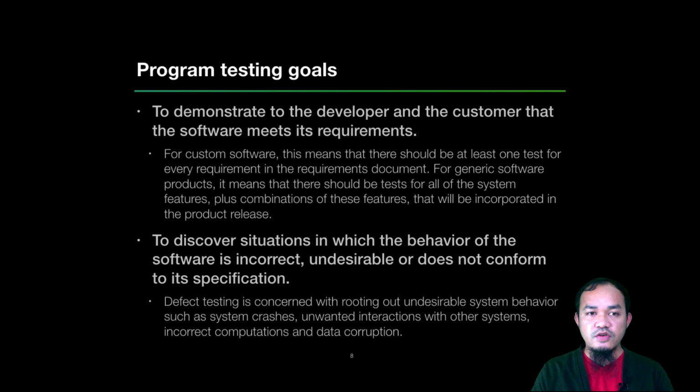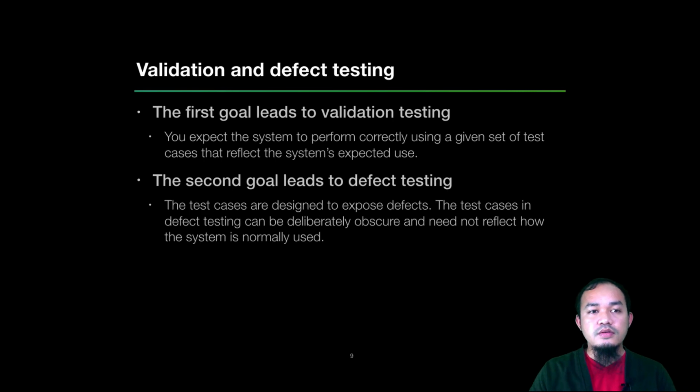There are two main goals of software testing. The first is to demonstrate to the developer and the customer that the software meets its requirements. The second goal is to discover situations in which the behavior of the software is incorrect, undesirable, and does not conform to its specification. We do testing first to check whether our software meets the requirement or not, and then to discover situations in which our software is working incorrectly. These are the two main goals of software testing.